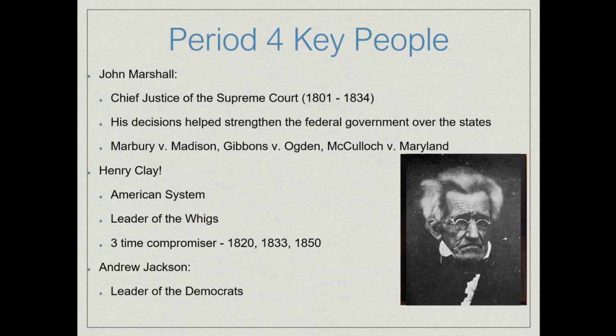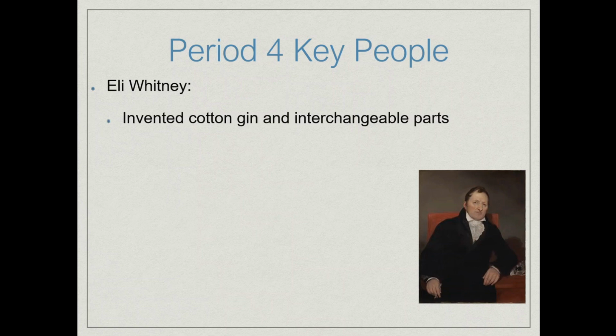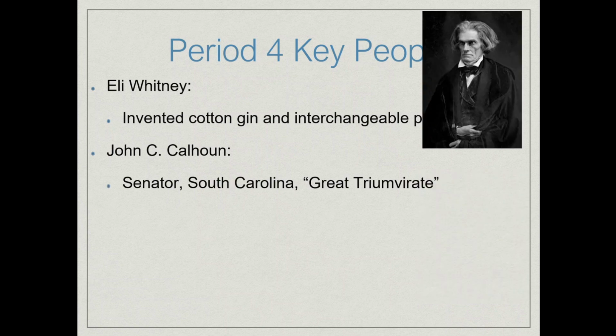Andrew Jackson. Leader of the Democrats. He'll do Jacksonian democracy, elimination of property requirements. All white male adults can vote. Eli Whitney. He invented the cotton gin and interchangeable parts. John C. Calhoun. He was a senator from South Carolina, one of the great triumvirate. He supported nullification and Southern rights. He said slavery was a positive good.